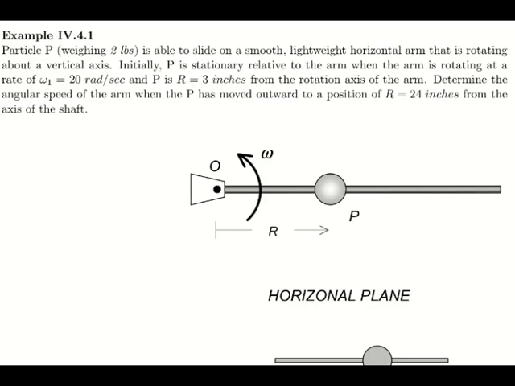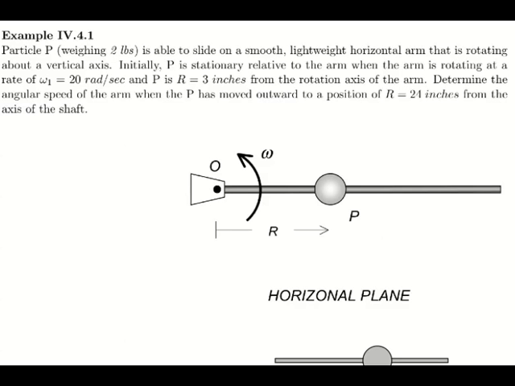In this example, we have a particle P which is able to slide along a smooth rod. And this rod is rotating about a vertical axis. And what we know is that when the arm is rotating with a rate of 20 radians per second, and r is equal to 3 inches, the P is stationary with respect to the rod. So it has an initial velocity, but it's only due to the rotation. Then once that thing is released, then P will start to move out on the bar.